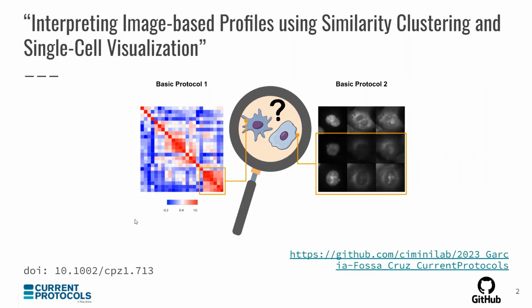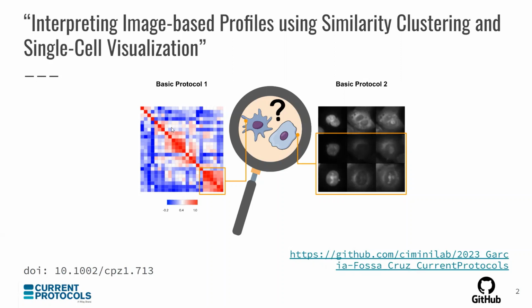And in this paper, we have instructions as well as the GitHub repository associated with it, where we provide instructions for the researcher or the user to look at their image-based data and try to interpret it, and have insights about how their treatments and compounds are clustering, and what this means biologically at the end. And for that, we propose two basic protocols.